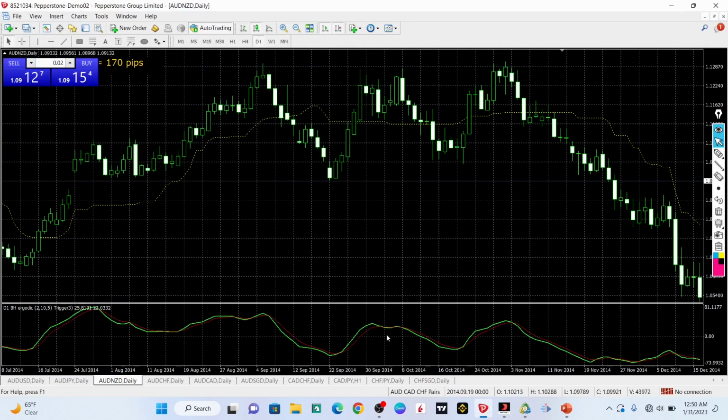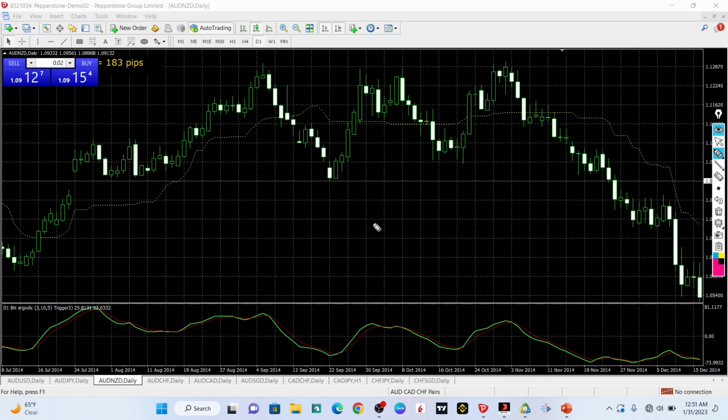So everyone can see that when the red line crosses above the green line, it is a signal to buy, and when the red line crosses below the green line, it is a signal to sell. This is what we call a two-line cross indicator. The red line is the fast moving average, and the green line is the slow moving average. So we can see that when the red line crosses above the green line, it is a signal to sell, and when the red line is below the green line, it is a signal to buy.